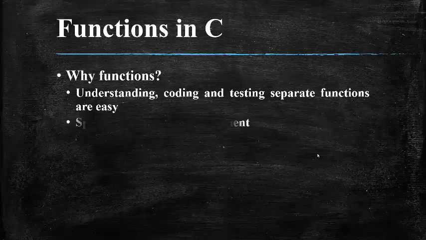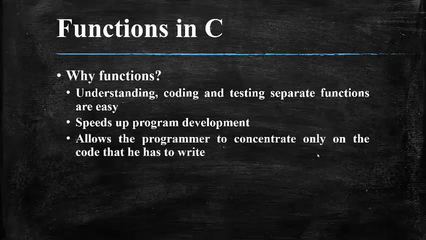The second thing is, it also increases the speed of developing a particular program, and it allows the programmer to focus only on the code that he wants to write for the specific function. So let's say, for example, you are supposed to develop a scientific calculator. There are hundreds and thousands of functions in a scientific calculator. You cannot write all those functionalities within the main function. So here, let's say we have the logarithmic functionality, the trigonometric functionality, and the matrix operation functionality. All these functionalities can be separated out as different functions.